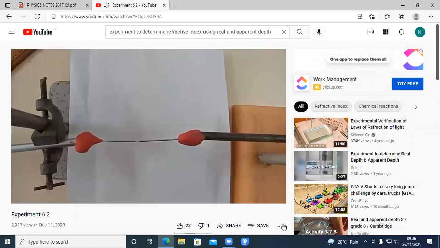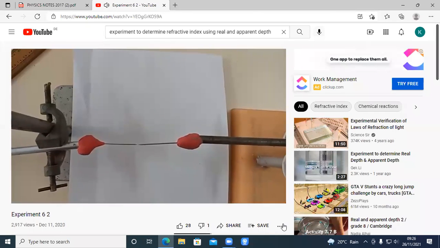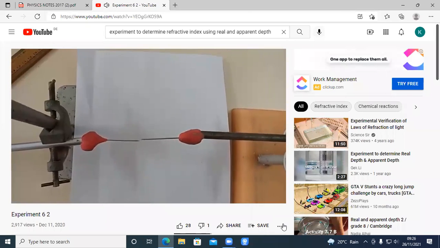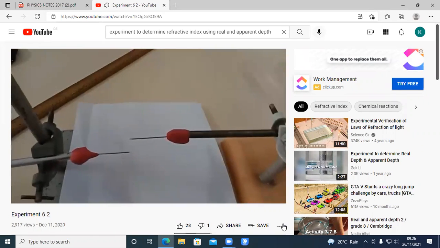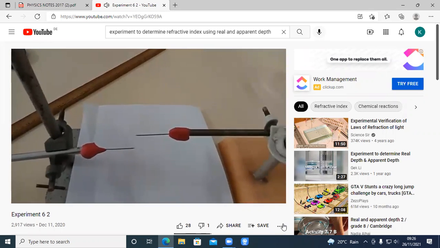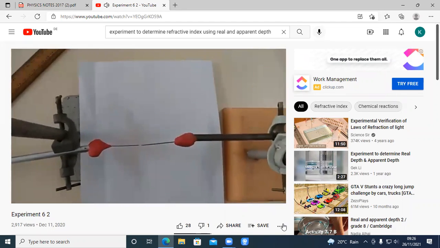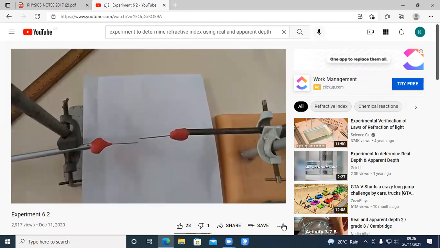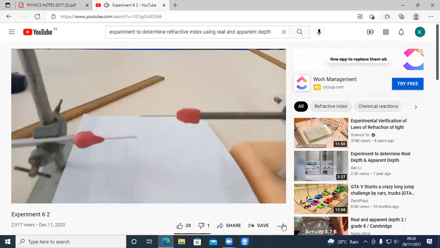However, if the two pins are not at the same position, even if at one angle they look like they are at the same level, when you change the angle, they will not be in the same position. So this is where both pins are not at the same position. You change the angle, and they will look like they are not at the same position.